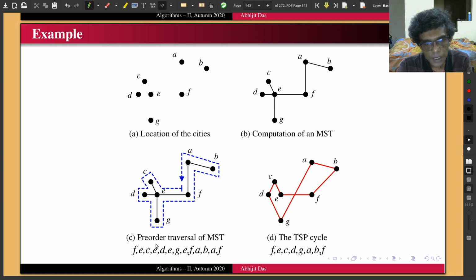So what are the duplicates? This is a duplicate, this is a duplicate, this is a duplicate. If I remove all the duplicates, I will be left with F, E, C, D, G, A, B, that's all. And now since I want to come back to F, I just add F at the end. So this gives me this cycle: F, E, C, D, G, A, B, F.